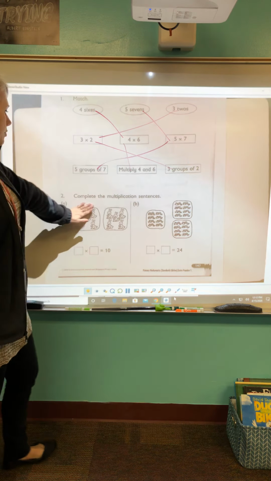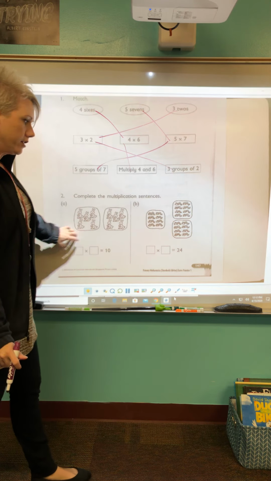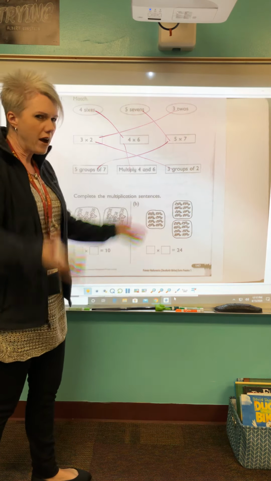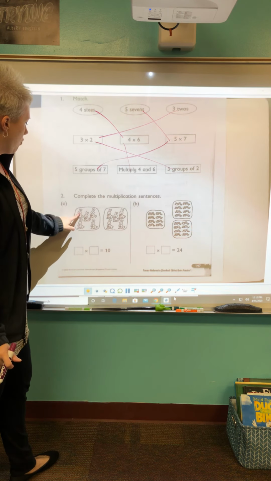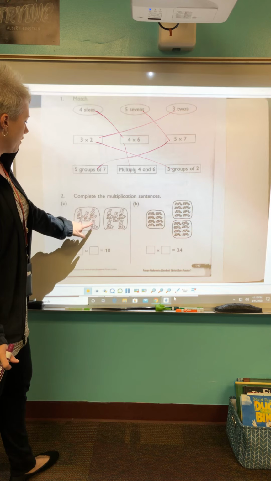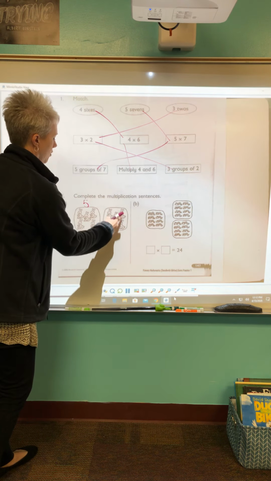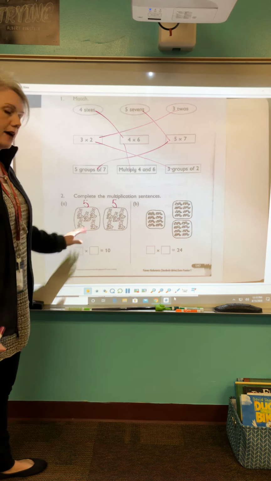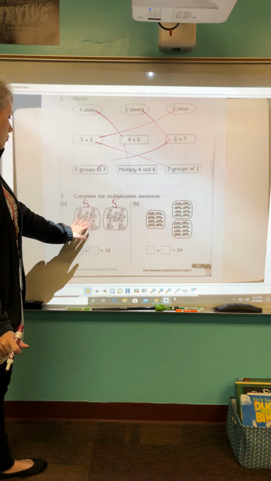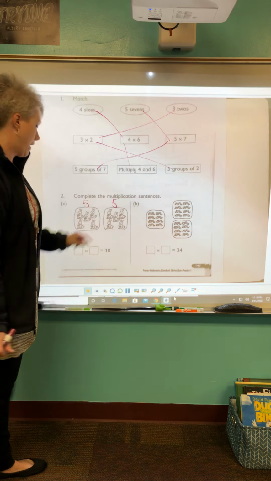All right, complete the multiplication sentences. I'm going to do the first one with you, and then I'm going to let you do the next one all by yourself, because I know you can do it. We have 1, 2, 3, 4, 5 bunnies here. So we have how many groups? Let's count our groups. 1, 2. We have 2 groups of 5.